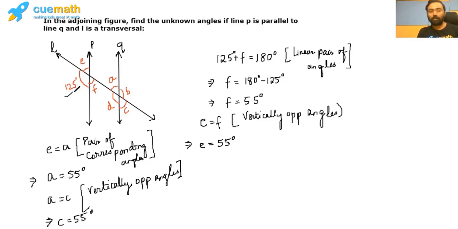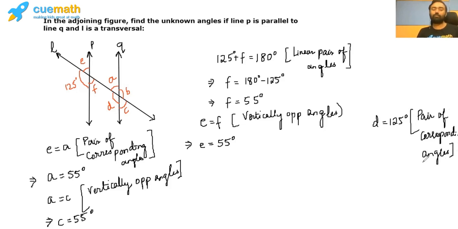So we look at 125 degrees and D, the position of these two angles. They both are present on the lower side of the transversal and to the left of both the lines. Hence we say that the angle 125 degrees and D are equal, D is equal to 125 degrees. The reason being that these two are a pair of corresponding angles. So if we know these properties, these categories based on the position of the angles, we can easily find the value of these angles even if they are unknown to us.